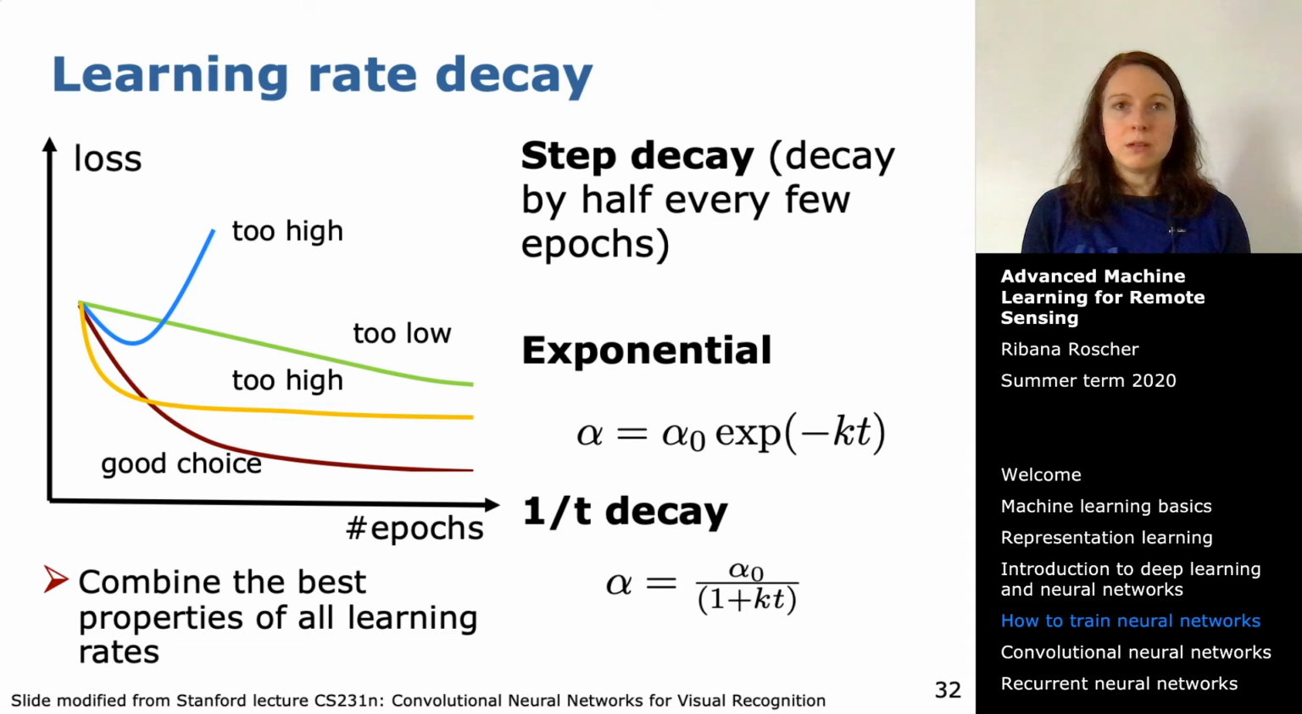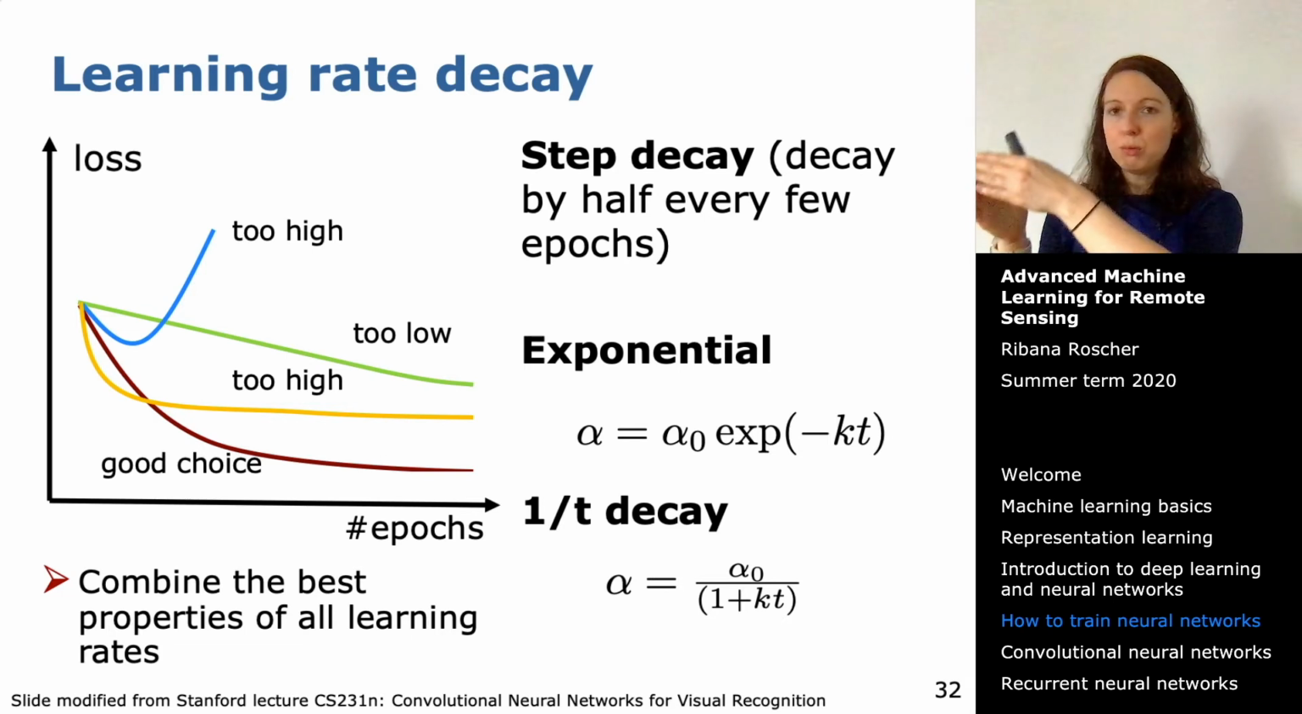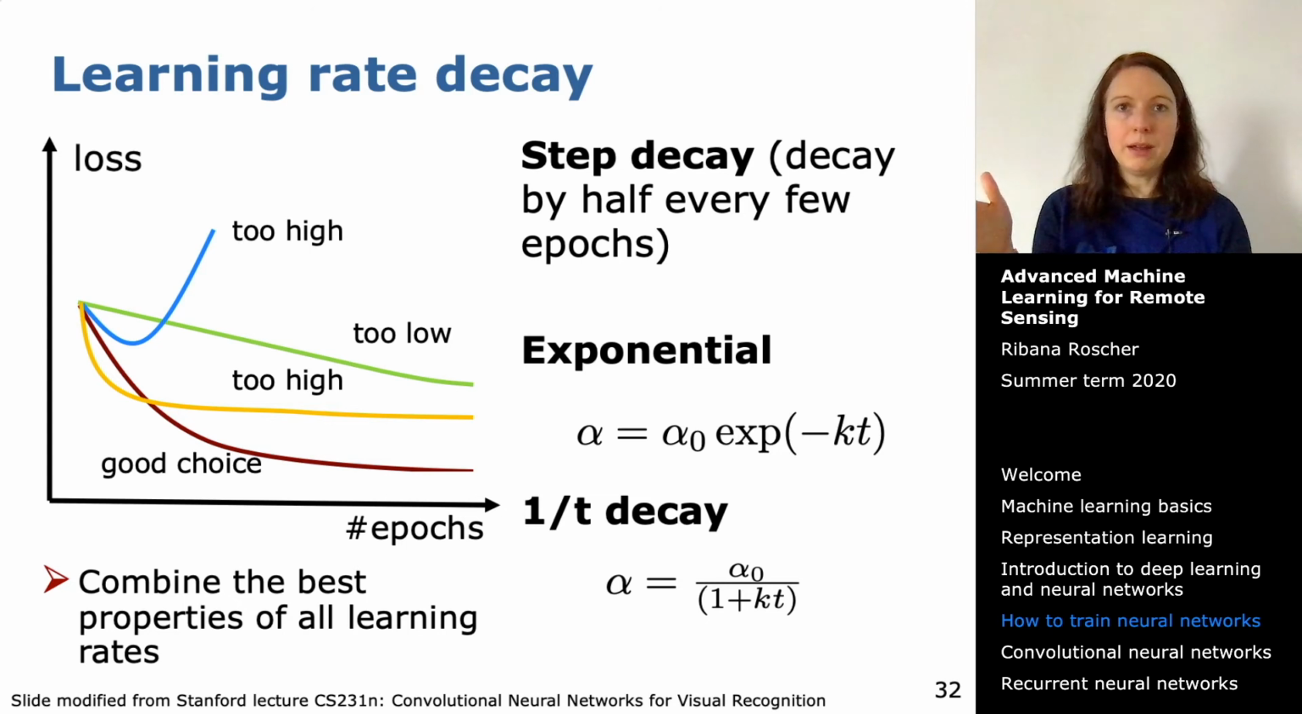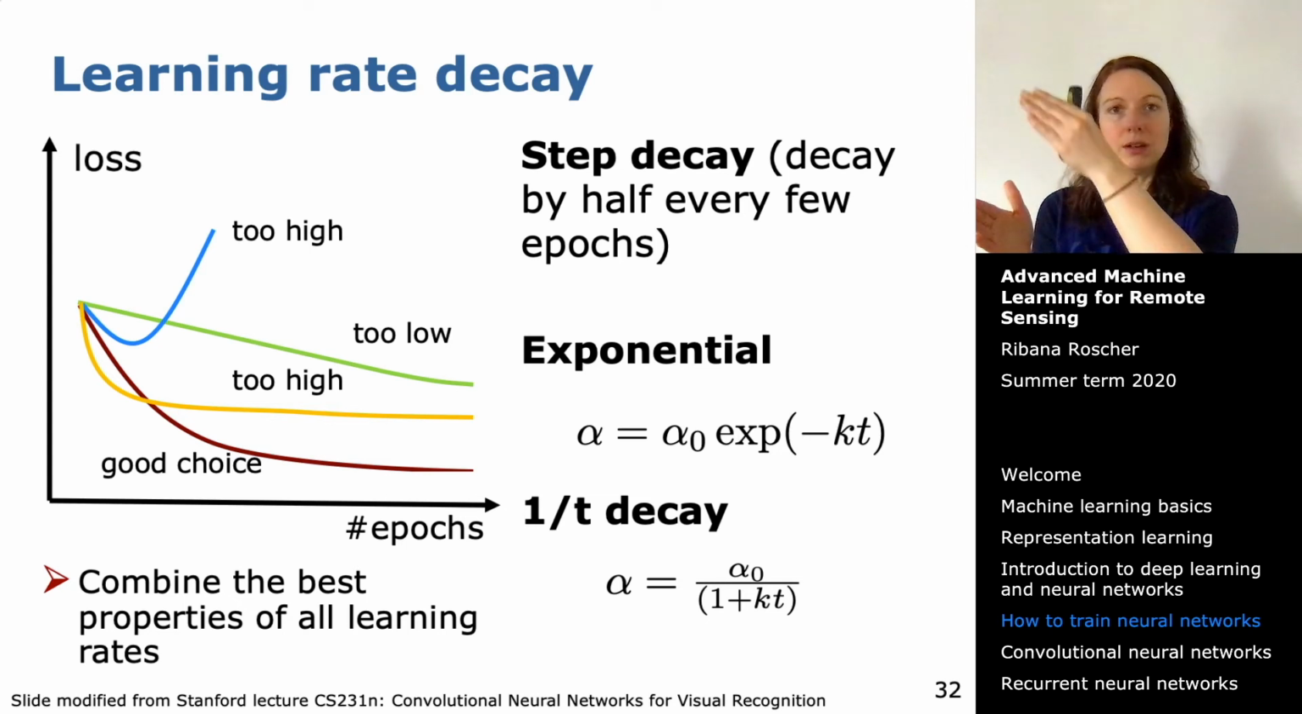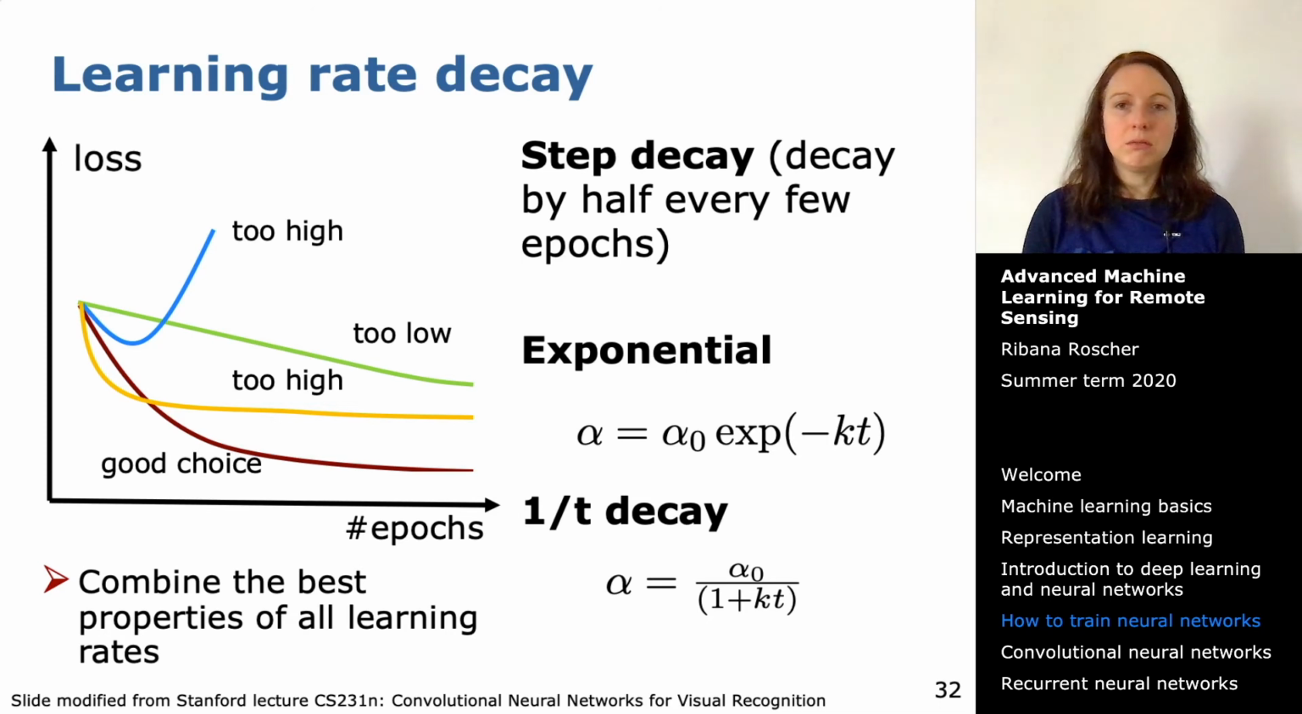There's also an exponential way. It's not that you reduce it after a while by a specific amount, but you do it in a smooth exponential way. Or you can also do it with a 1 divided by t decay. This is another possibility to have it a little bit more smooth.